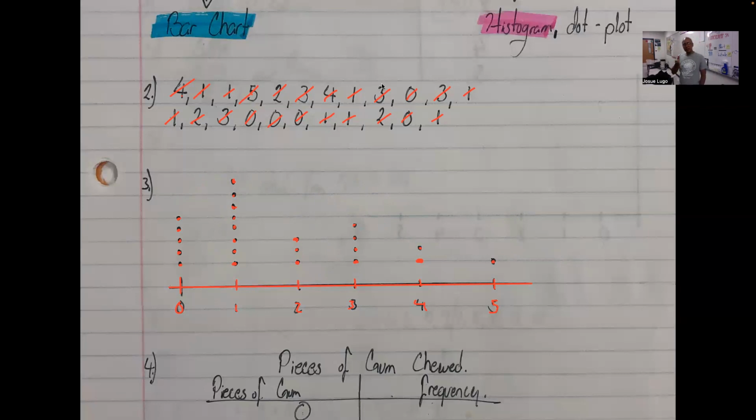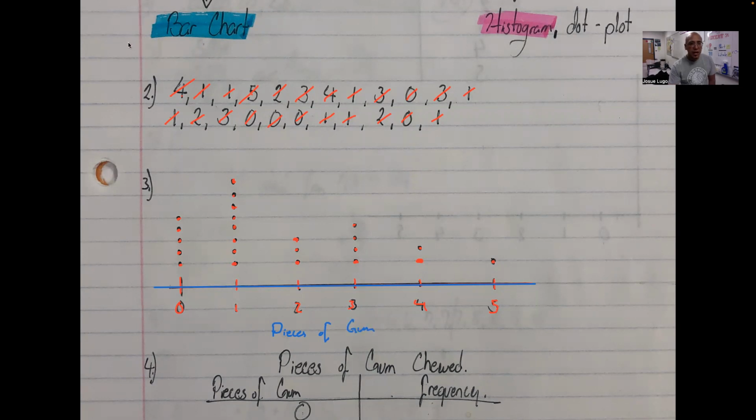So what I want to do right now, ladies and gentlemen, is convert this dot plot into a histogram so that you can see that they can be used for the same type of data. All right, so the first thing that I'm going to do is reinforce the fact that we have an x-axis in the bottom. We have these numbers, and these numbers represent the number of pieces of gum chewed. So I want you to write down pieces of gum so that you know what those numbers actually mean.